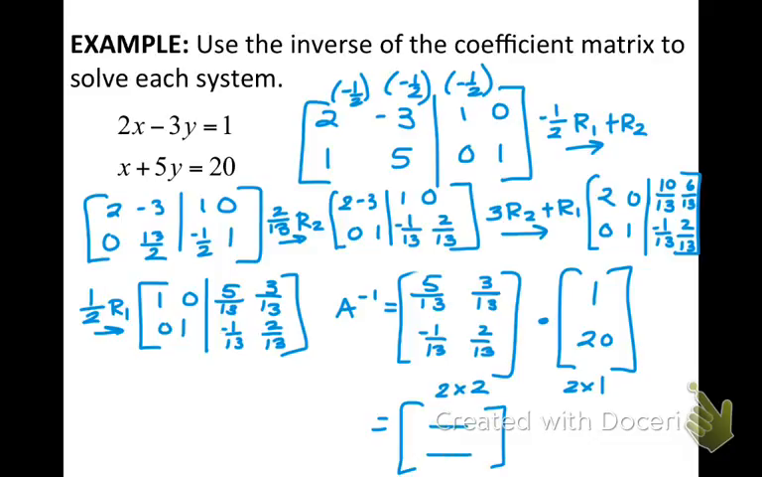So 2 by 1. So now we got to figure out what those numbers are. This is where your calculator is going to be your friend. So 5/13 times 1 is 5/13. I'm going to put my numbers over here. 5/13 times 1 plus 3/13 times 20. Do it in our heads or do it on a calculator. 5/13 plus 3/13 times 20. I'm getting 5. See if you guys get 5.